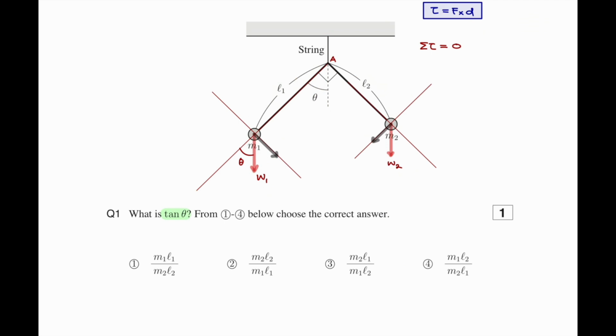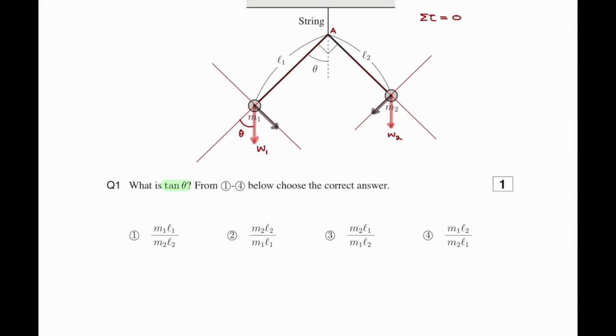If you have theta here, then this one is W sin theta and this one is W cos theta. The component that makes the angle is cos, and the other component must be sin. Since this component makes the angle, this is W1 cos theta. That means this one is W1 sin theta. So I already know that this is W1 sin theta.